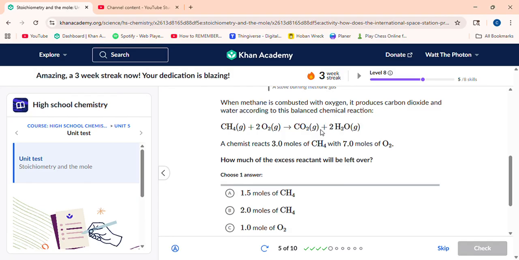Methane and oxygen produce, so we have a combustion reaction. A chemist produces 3 moles of this with 7 moles of oxygen. How much excess reactant will be left over? 3 moles of CH4 plus 7 moles O2.